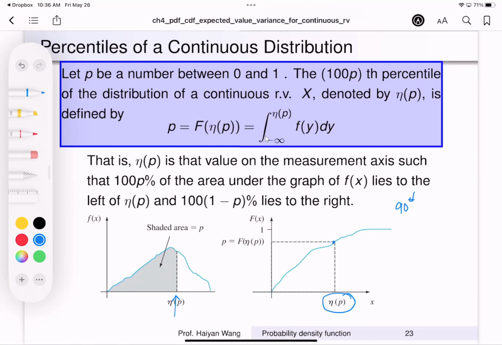90th percentile, for example, of X is 1.645. This basically means, okay, this is a statement, and this statement means the probability of X less than or equal to 1.645 is equal to 0.9. So that's the meaning of this percentile.